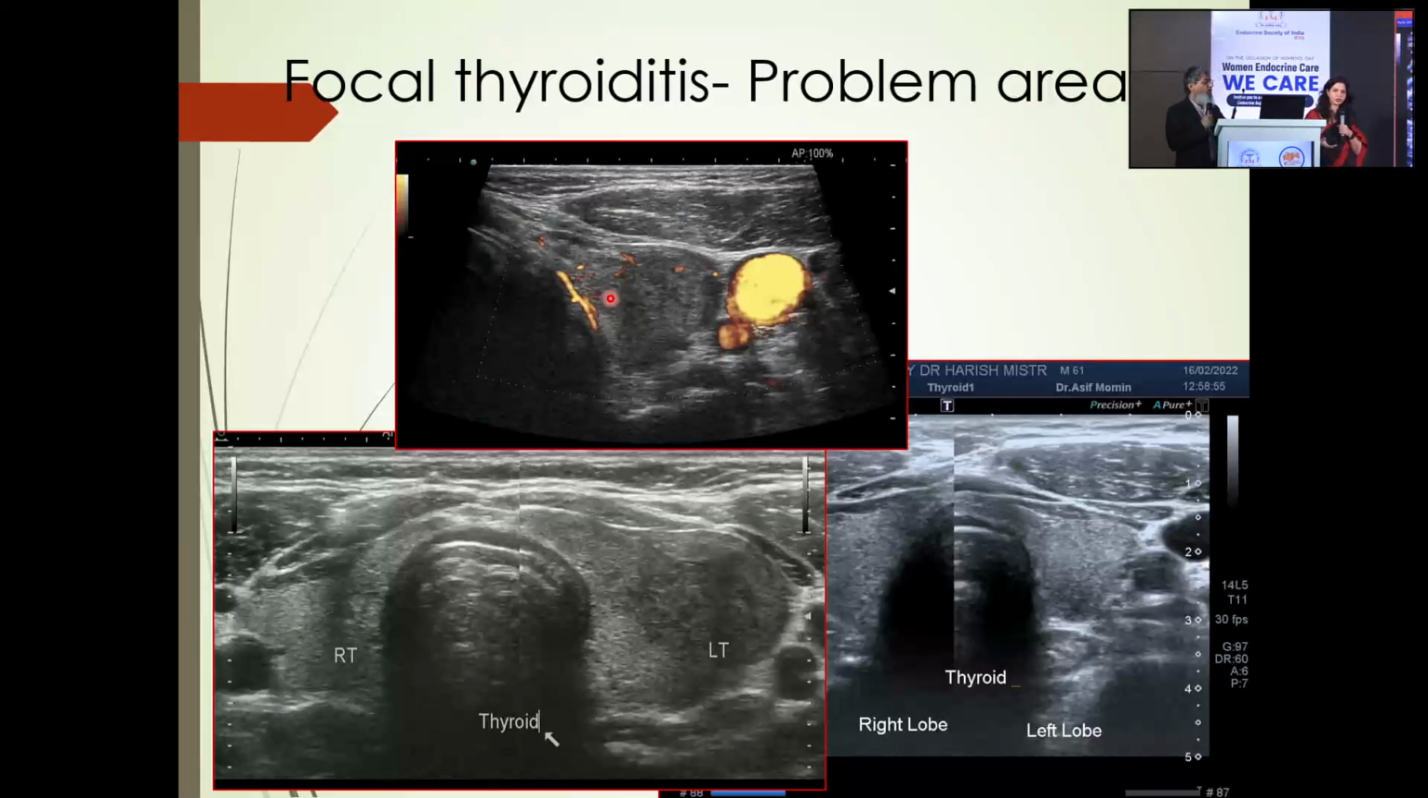Because we recently had a patient with Hashimoto's thyroiditis who was following with us for a long time, and then she suddenly came with enlargement of the thyroid, and it kept enlarging, and she turned out to be lymphoma actually, which is very rare. So we all have to be cautious about it.